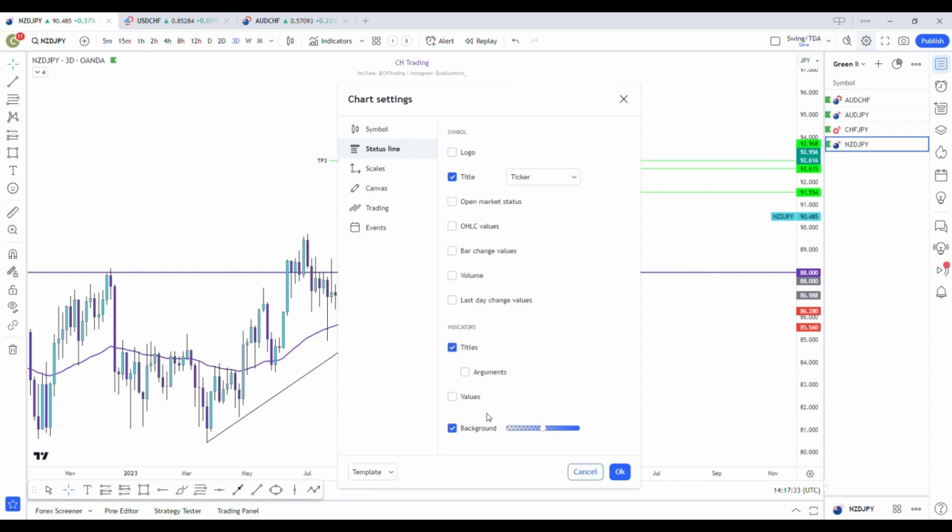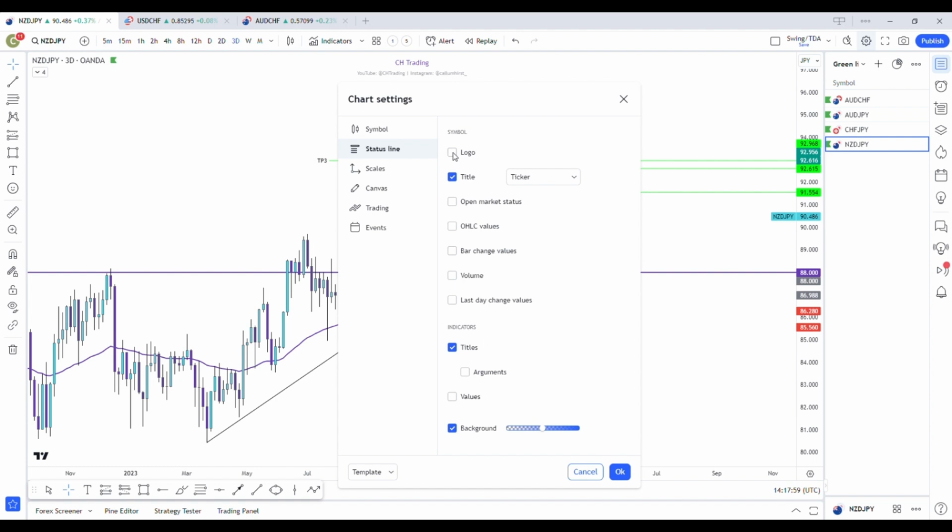Status line, here's what I have for my status line. I just have the title in the ticker form. So all I need is New Zealand JPY in this instance. Indicator titles, again, that's all I need. You don't really need all the signals and all the numbers and all the greens and reds flashing alongside them. And then background, I just keep my background at the default 50/50 for that one.